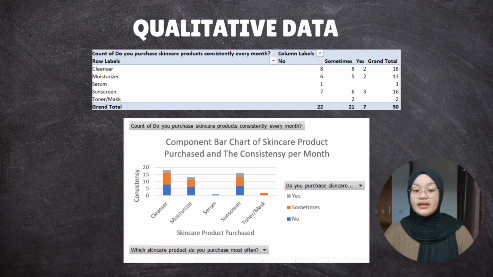From this bar chart, we can conclude that most respondents tend to purchase skincare products occasionally rather than consistently each month. Products like cleanser, moisturizer and sunscreen are purchased more frequently, while serum and toner or mask show the lowest purchase consistency.